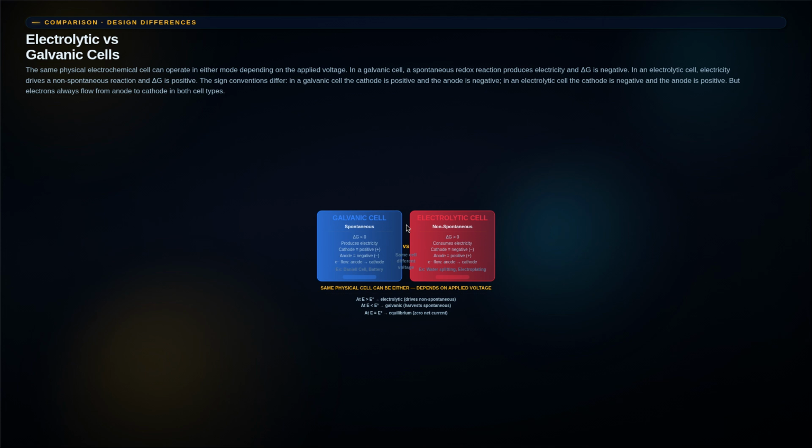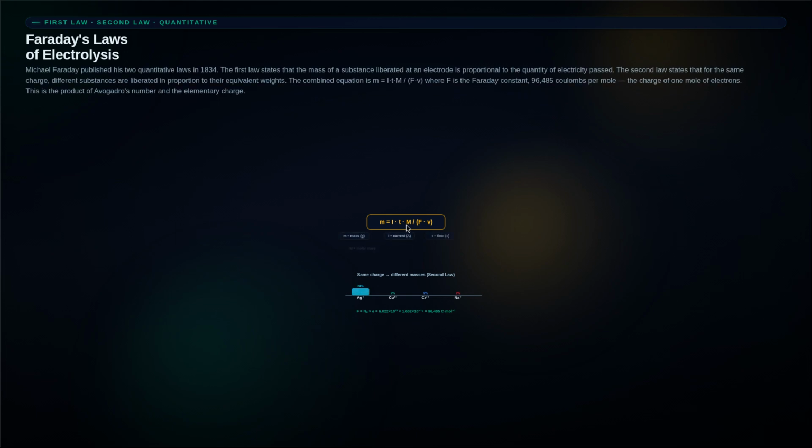In a galvanic cell, a spontaneous redox reaction produces electricity, and delta G is negative. In an electrolytic cell, electricity drives a non-spontaneous reaction, and delta G is positive. The sign conventions differ. In a galvanic cell, the cathode is positive and the anode is negative. In an electrolytic cell, the cathode is negative and the anode is positive. But electrons always flow from anode to cathode in the external circuit in both cell types.